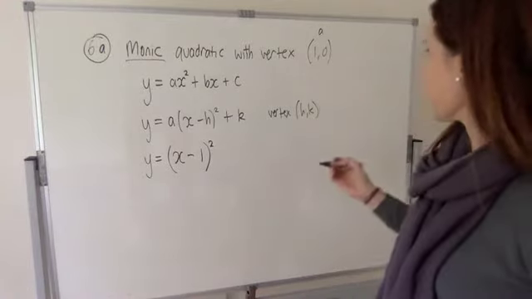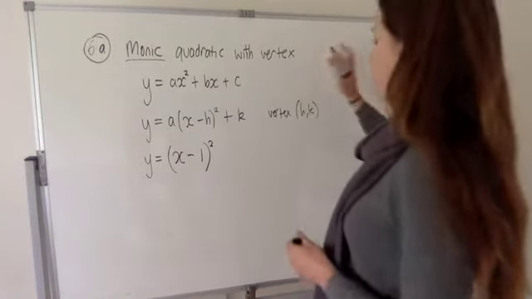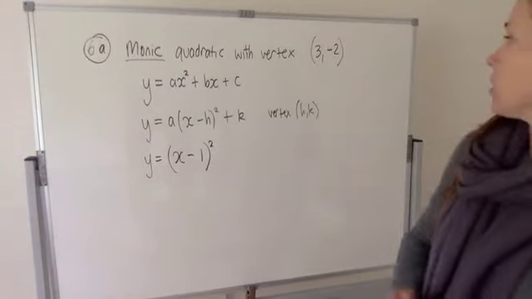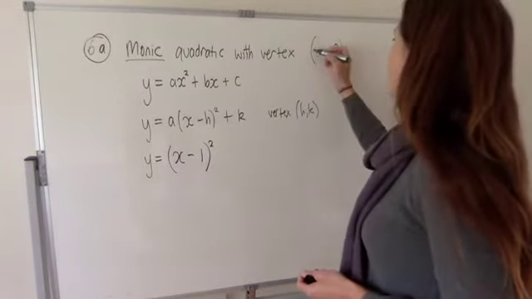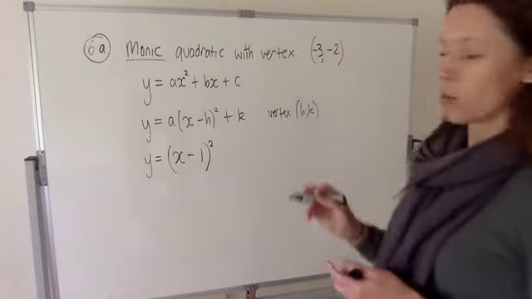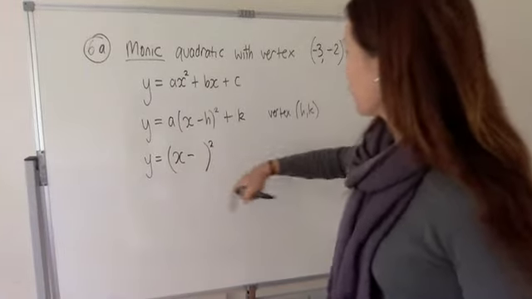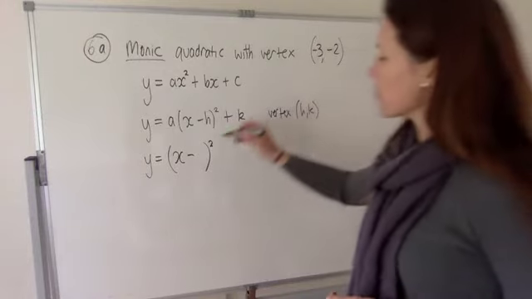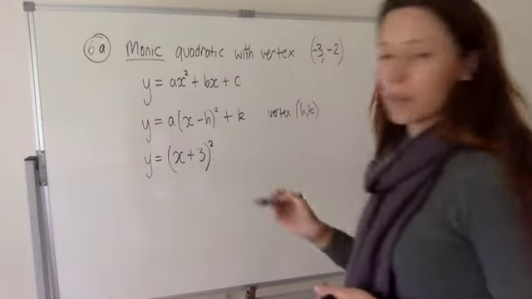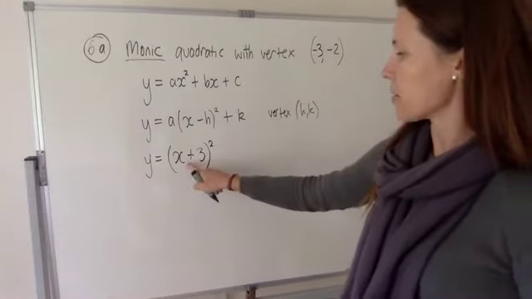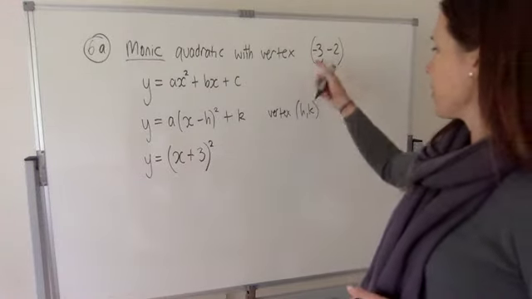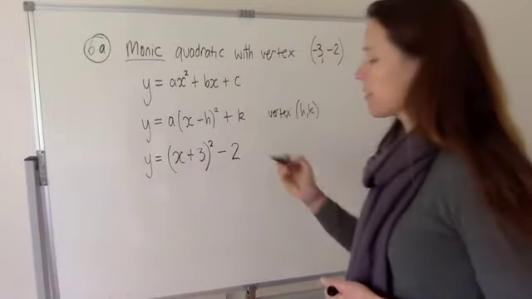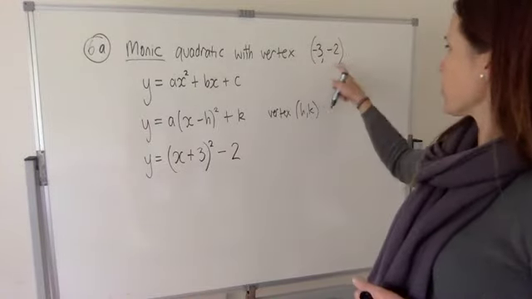To do one like, let's say the vertex was (3, -2), say. Well, let's do one with a negative actually. We'll do (-3, -2). Then if it was monic, you'd say, all right, we need to do x minus minus 3, which is x plus 3. See how that's still x minus minus 3? And then the k value, minus 2, has to be tacked onto the end like that. So that's how you do one with a vertex here.